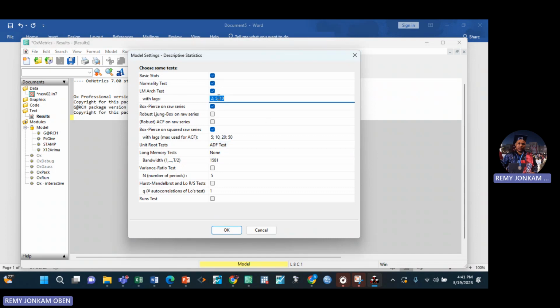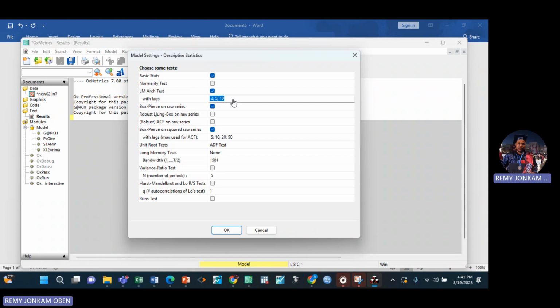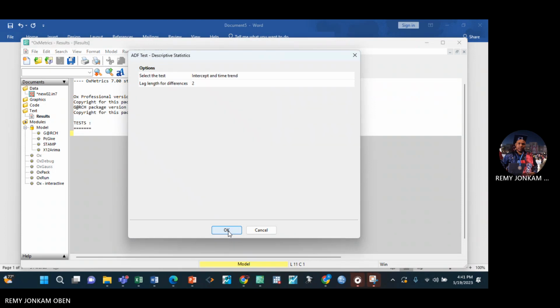Now if you see these lags, we can increase the lags. If you have a high number of observations, then you can use higher lags. For instance, if you have more than 2,000 observations, you can use, let's say, up to 50 lags. Since we have 3,000-something observations, I can increase the lags to 50. Just click here, put a semicolon, and then add 50. So I increase it to 50. Here I also have 50. The ones I've ticked, these are the ones we'll get the results for. I'll tick normality. If I click OK now, we have to select the test. This is because of the ADF test.